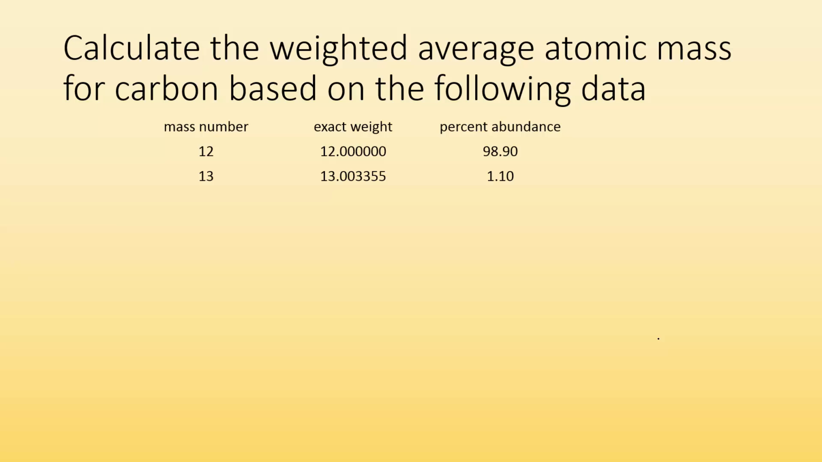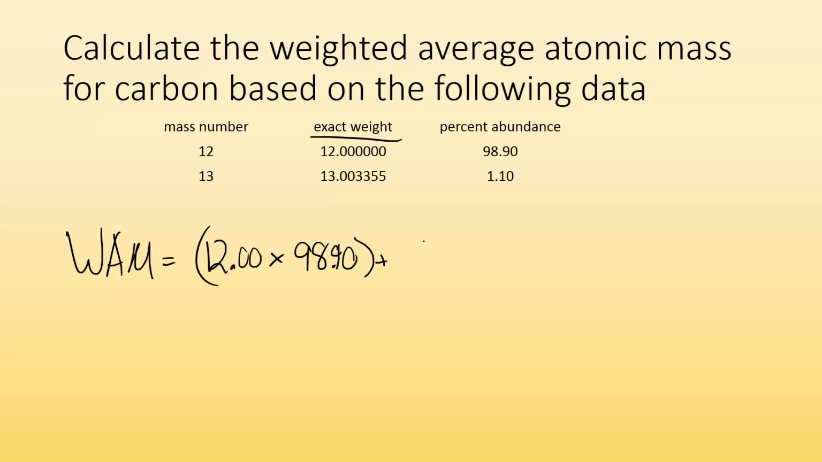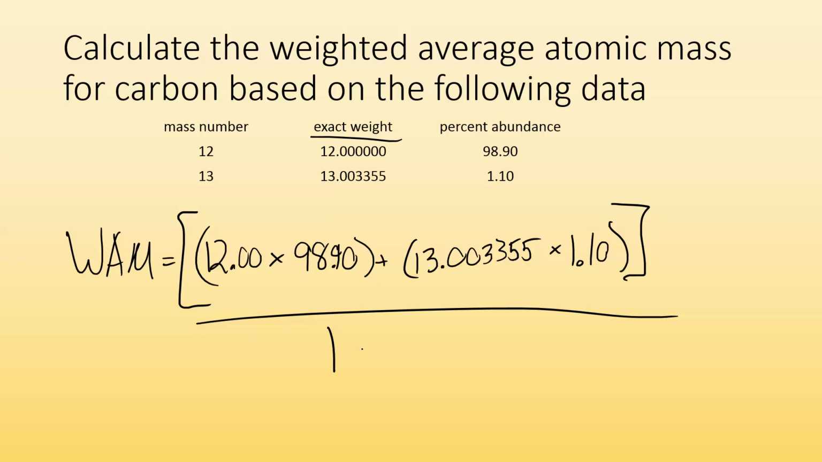So let's take a look at an example math problem. It says calculate the weighted average atomic mass for carbon based on the following data. So we're trying to get the weighted average atomic mass. So I got to take the mass of isotope 1, that's 12.000, etc., times the percent, 98.90, bracket that, add it to the mass of the second isotope, 13.003355, times the percent abundance of that. And then this whole thing, I have to divide by 100 because it's a percent.